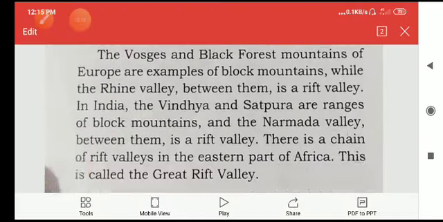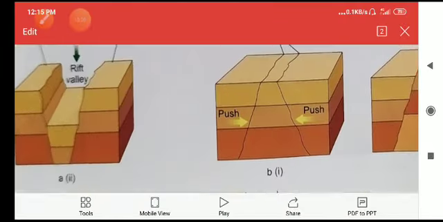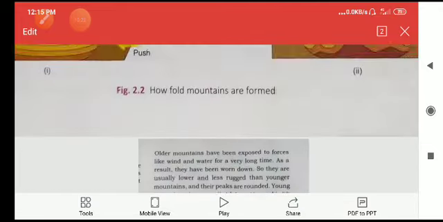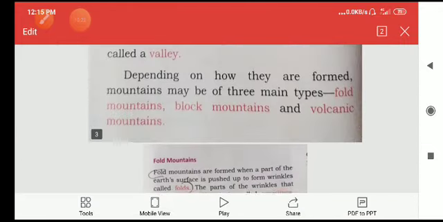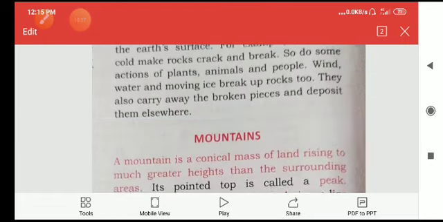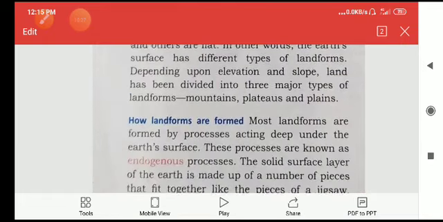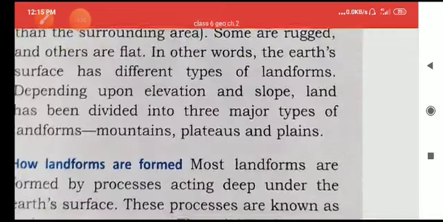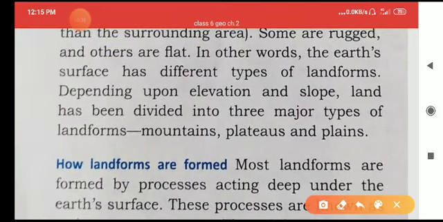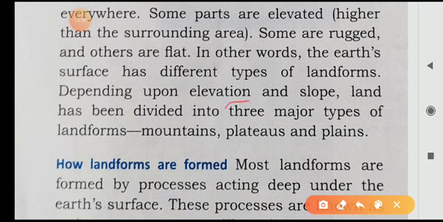Now we are going to do some exercises. First question, A, give short answers. Name the three major types of landforms. Answer is on page number 10, the second paragraph, landforms. Last sentence of the second paragraph. The three major types of landforms are mountains, plateaus and plains. This is the answer of question number 1.